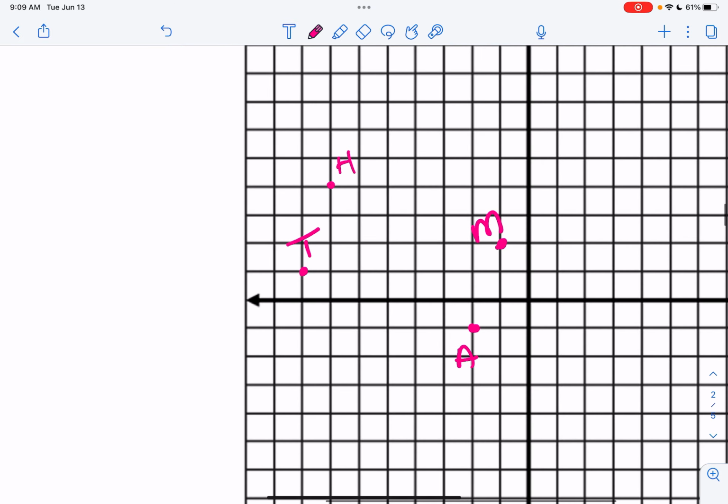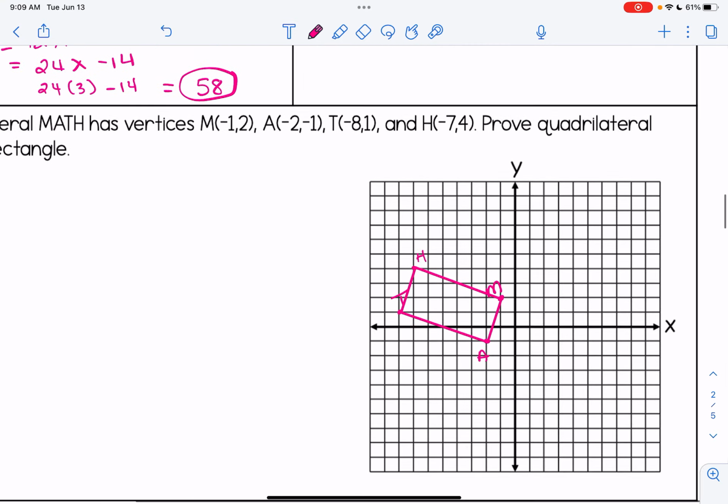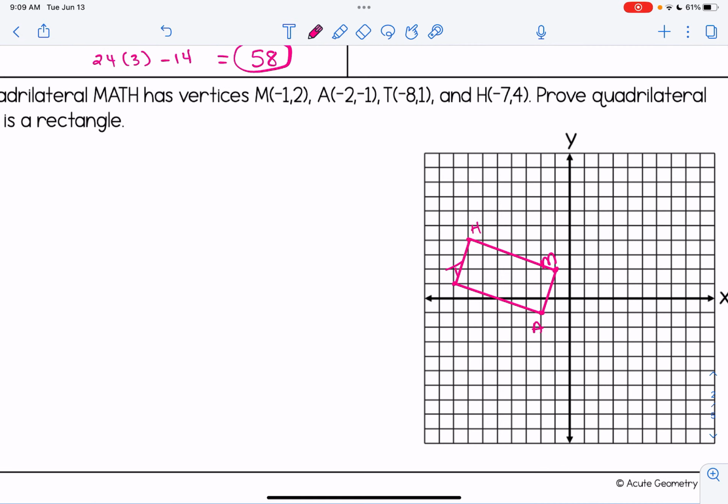Okay, once I have my points plotted, I am going to just make nice straight lines connecting them. If you're doing this on paper, you would use a straight edge. And here's a rectangle MATH. Now we have to prove this is a rectangle.